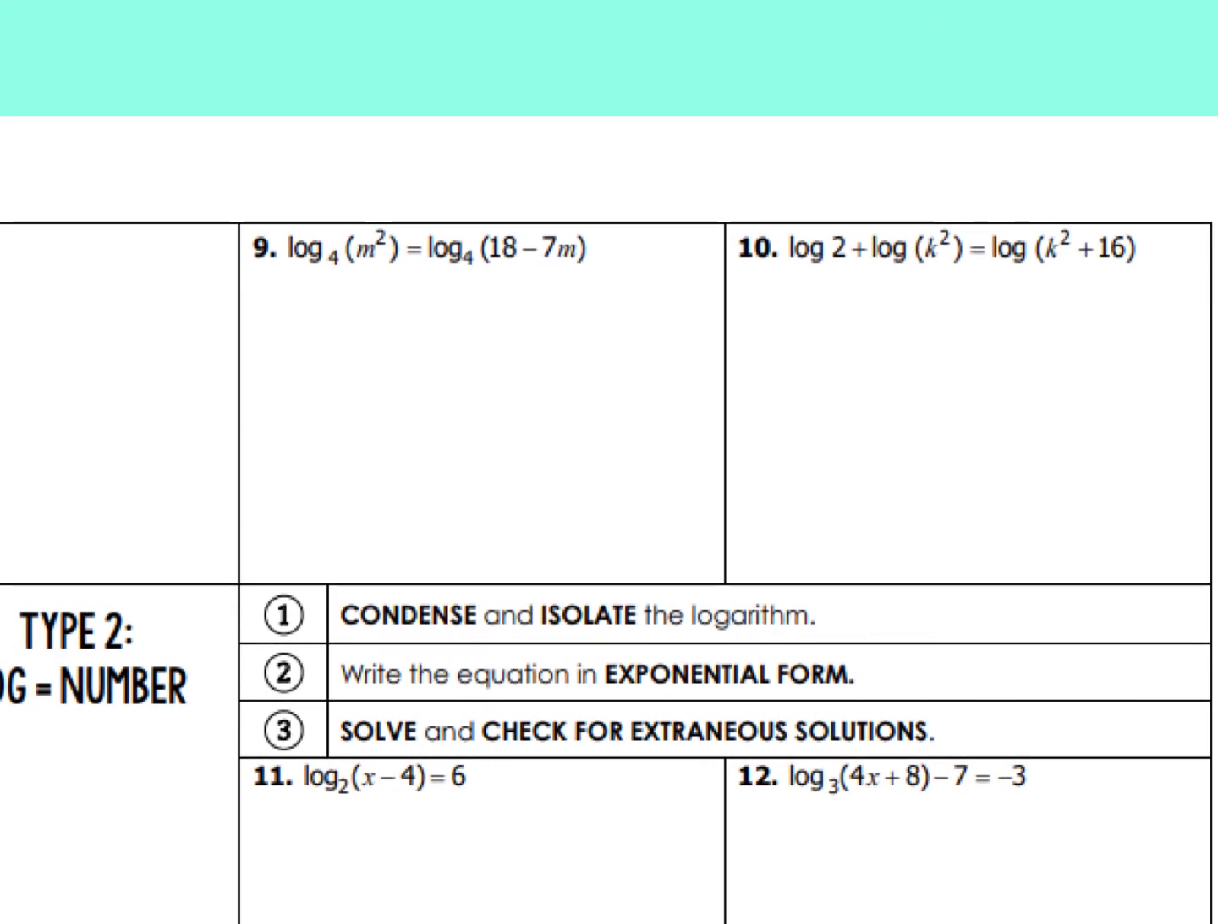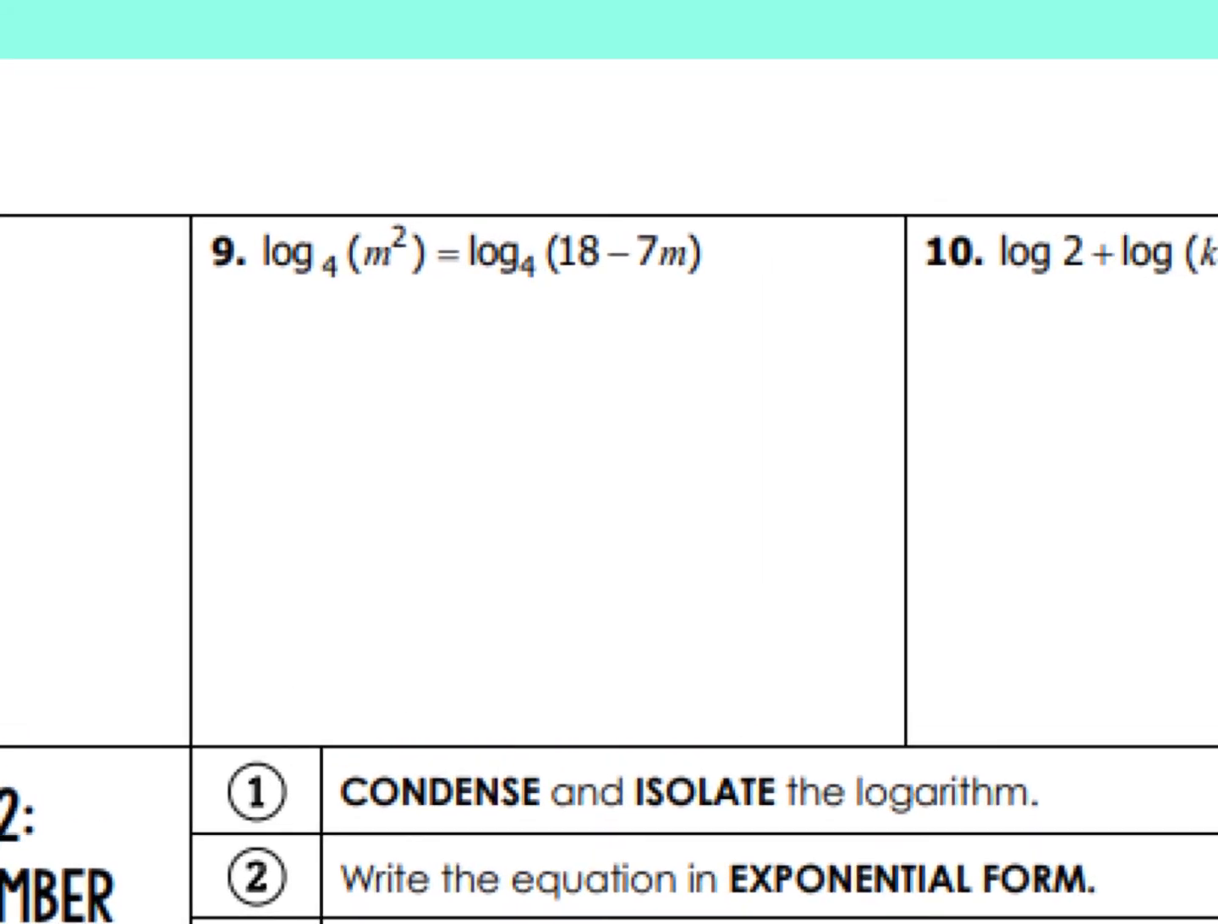9 and 10. So we'll start off with number 9. Do I have 1 log on each side? No power rules? Yup. Okay, so I'm ready to start my equation, right? You got it. m squared equals 18 minus 7m. How do I solve something like this?